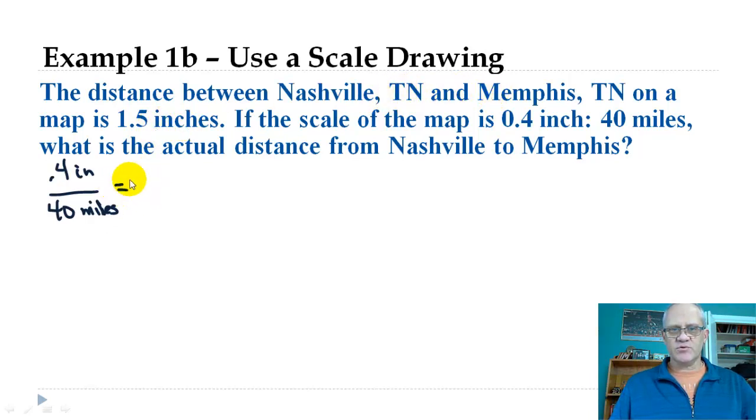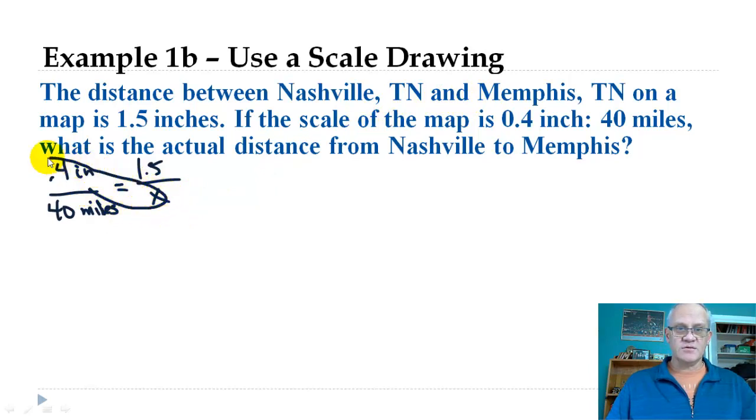So let's set up our proportion here. Well, remember, on the top is the map, right? So that means we measured 1.5 inches on the map, so that's going to be 1.5 on top. And what we want to know is what's the actual distance. Remember, the 40 is the actual distance, and so this is the distance from Memphis to Nashville. That's going to be our x. And guess what we do?